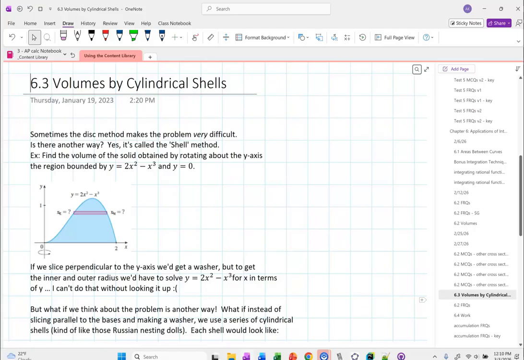So let's take a look at this specific area here. This is the area bounded by the line y equals 0 and the curve y equals 2x squared minus x cubed. Thank you. You're welcome. Right, so we have this guy, and we're rotating about the y-axis. So you're getting kind of like this bowl-shaped thing, right? Everybody's okay with that?